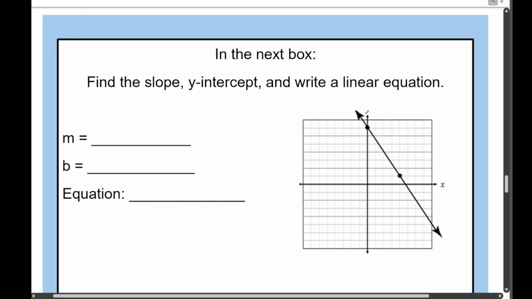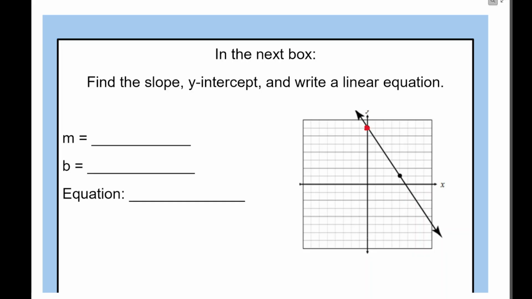So find the slope, the y-intercept, and write a linear equation. Where is our y-intercept? Our y-intercept is right here. How far is that from the origin? Well, our origin is where our two axes cross. So we go 1, 2, 3, 4, 5, 6, 7. It is up 7 from the origin. So our y-intercept will be +7.